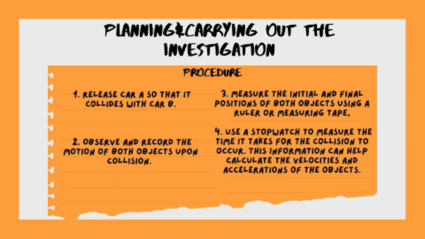Planning and carrying out the investigation procedure. Release car A so it collides with car B, observe and record the motion of both objects upon collision, measure the initial and final position of both objects using a ruler or measuring tape, and use a stopwatch to measure the time it takes for the collision to occur.